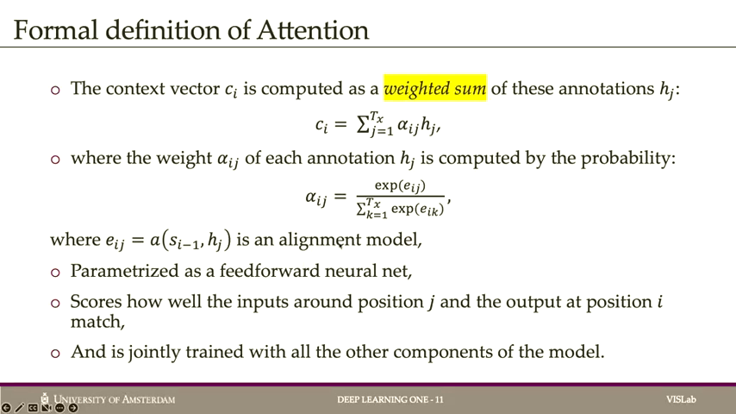So basically, it's an alignment model, which is a feed-forward neural net. It has parameters, weights, and biases, and those are learned. Those are jointly trained with the whole encoder-decoder model. So you learn those on the training set and then apply them, obviously, on the test set.